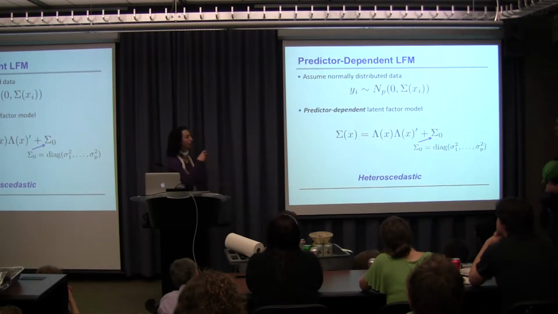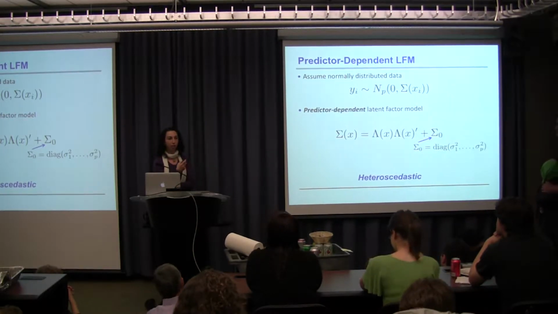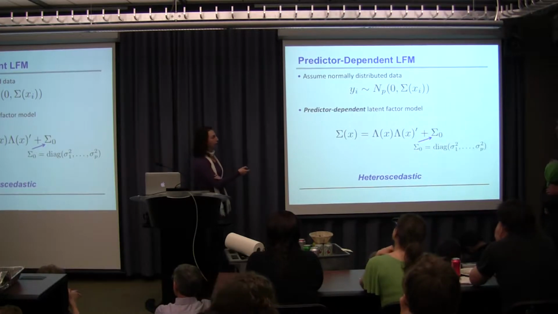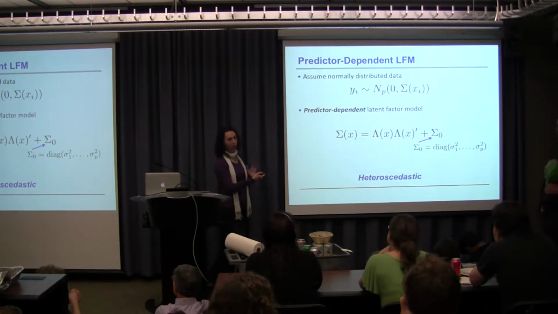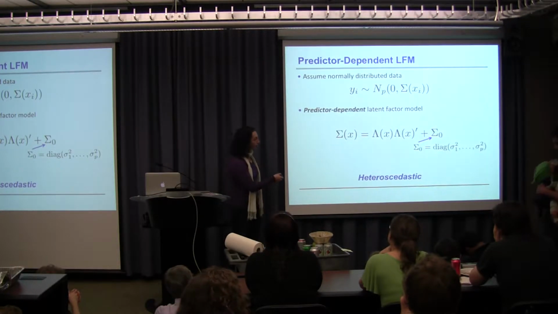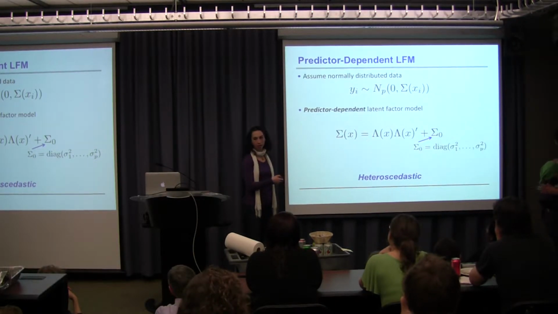Motivated by the ideas of our latent factor model and the dimensionality reduction that we got from that, we're going to look at predictor-dependent covariances. In this case, our predictor is just time, but I'll refer to it as a generic predictor. So these are predictor-dependent covariances that are based off of predictor-dependent factor loadings.